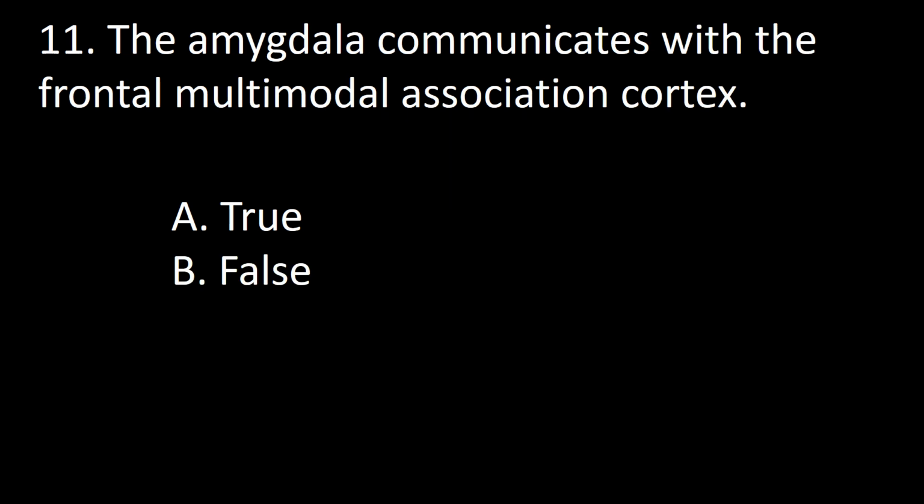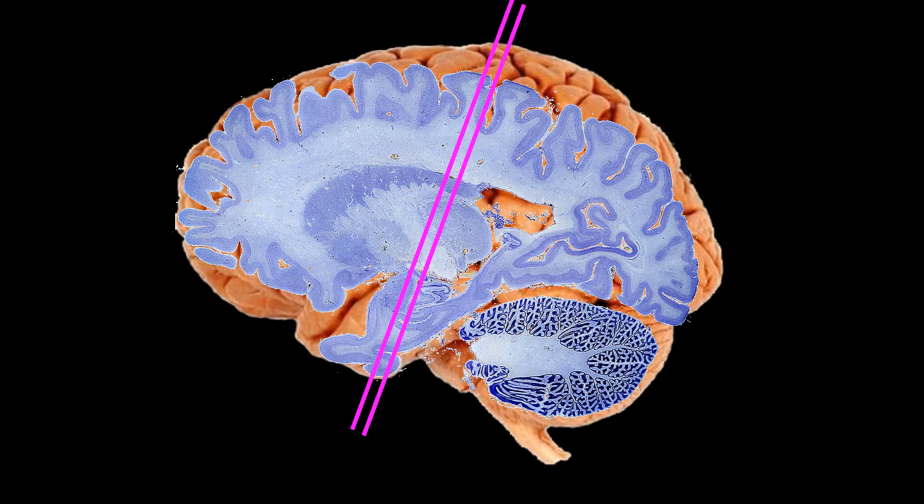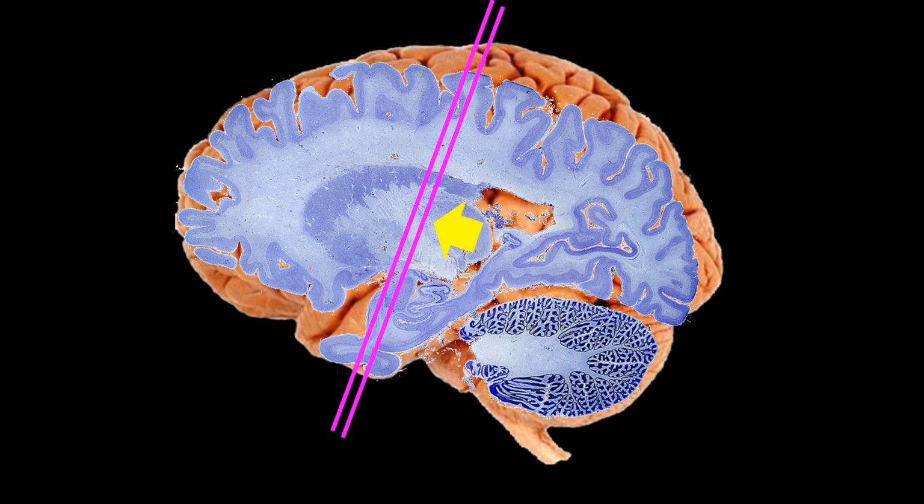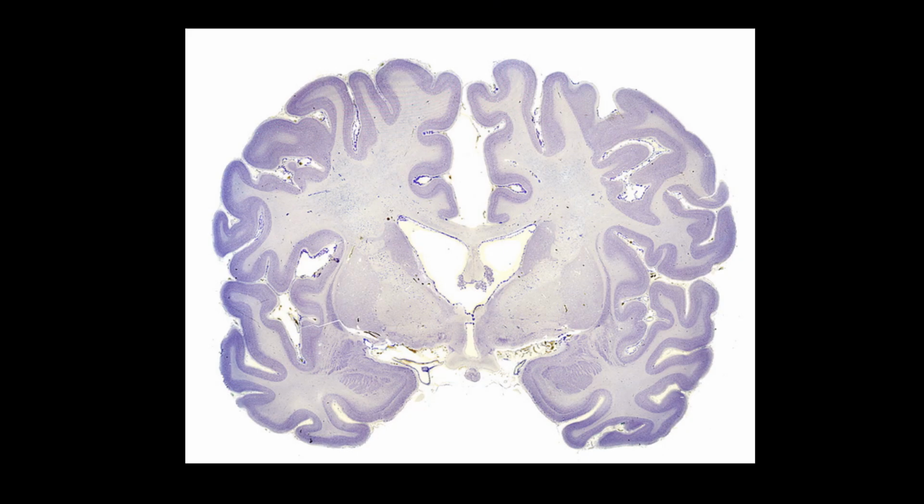Next question. The amygdala communicates with the frontal multimodal association cortex. A, true, B, false. This is the same parasagittal view you were looking at before. The lines are in the area of the brain that was previously cut in the process of answering the last question. I will now move this line anteriorly and do the same rotation as before, so we can see a more anterior coronal cut of the temporal lobe with a better view of the amygdala.